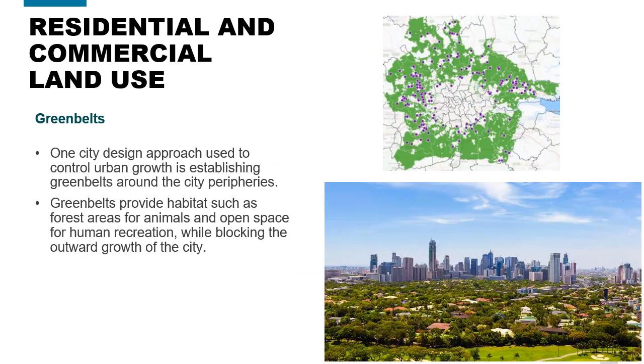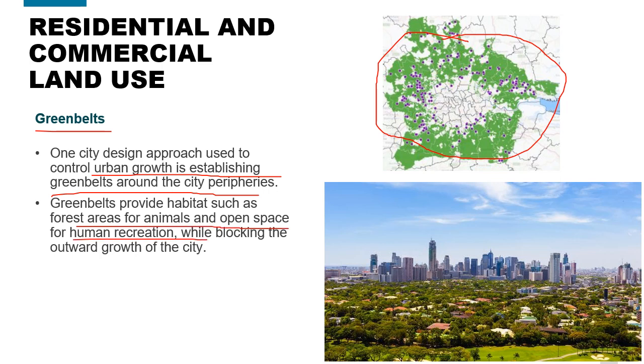So sa Greenbelt, one city design approach used to control urban growth is establishing a greenbelt around the city's peripheries. So kung makikita ninyo dito sa ating picture, yung mga green areas dito are some green spaces, okay? Parang dito pa din merong mga puno, may mga puno na of course designed para at least magkaroon pa rin ng habitat ang mga animals. Now, greenbelt provides habitats such as forest areas for animals and open space for human recreation while blocking the outward growth of the city.